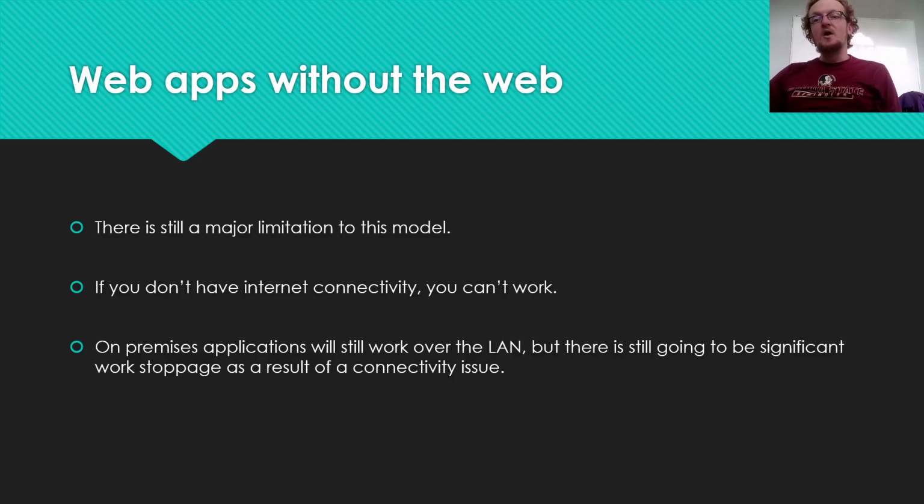So on-premise applications will still work largely because you will have connectivity within your office building, but there could potentially be a significant work stoppage if you're using third-party APIs or something like that you have to use the internet to access. So if you have an on-premises database and you have an on-premise web server, you can minimize work stoppage, but you can't necessarily completely mitigate any risk of work stoppage.